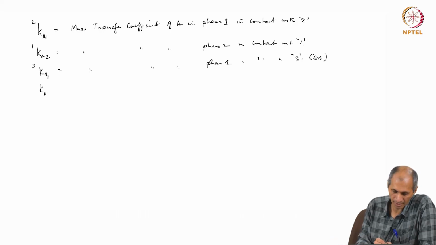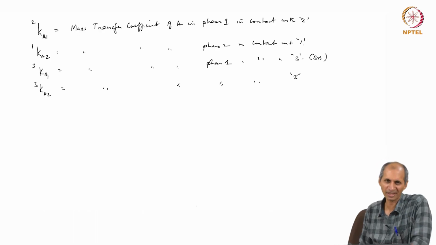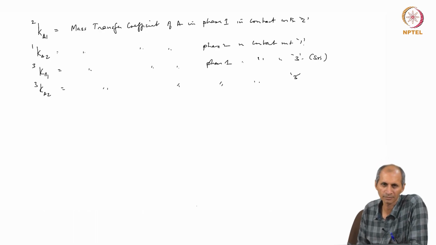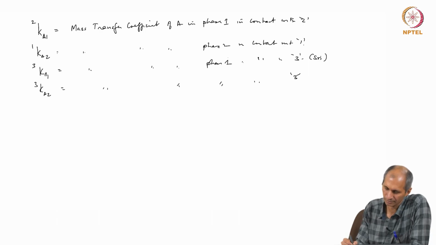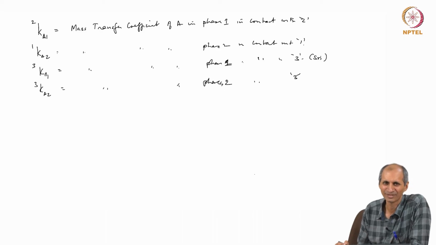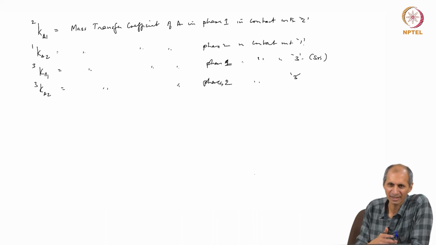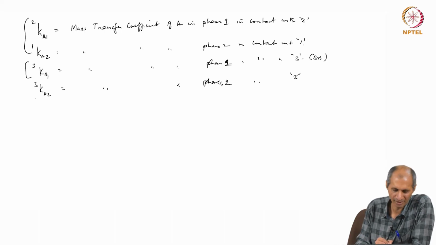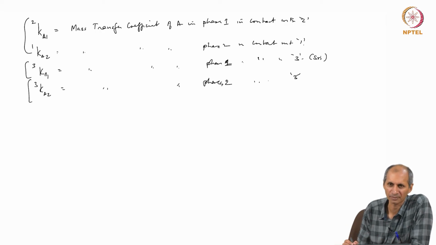Then I can write Ka23, which is the same thing but 2 and 3, which means water and solid are in contact. Which system is this? The mass transfer coefficient of A in water, in phase 2, in contact with a solid. Which interface is that? We are talking about interfaces. These two are air and water interface. This is soil air interface. This is sediment and water.